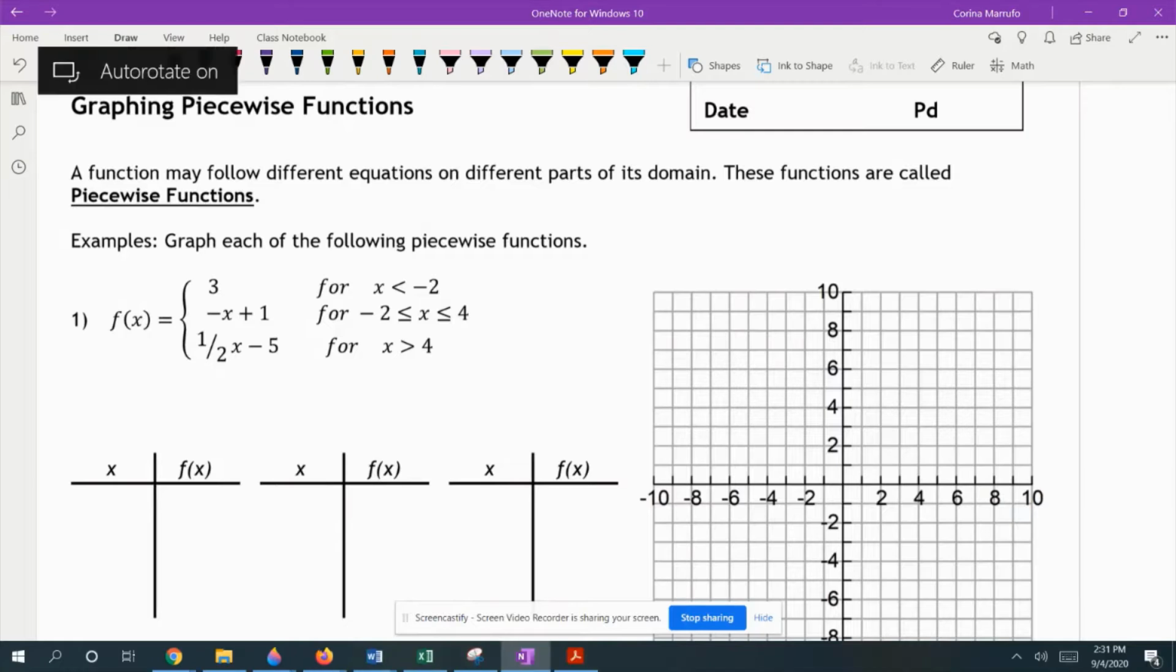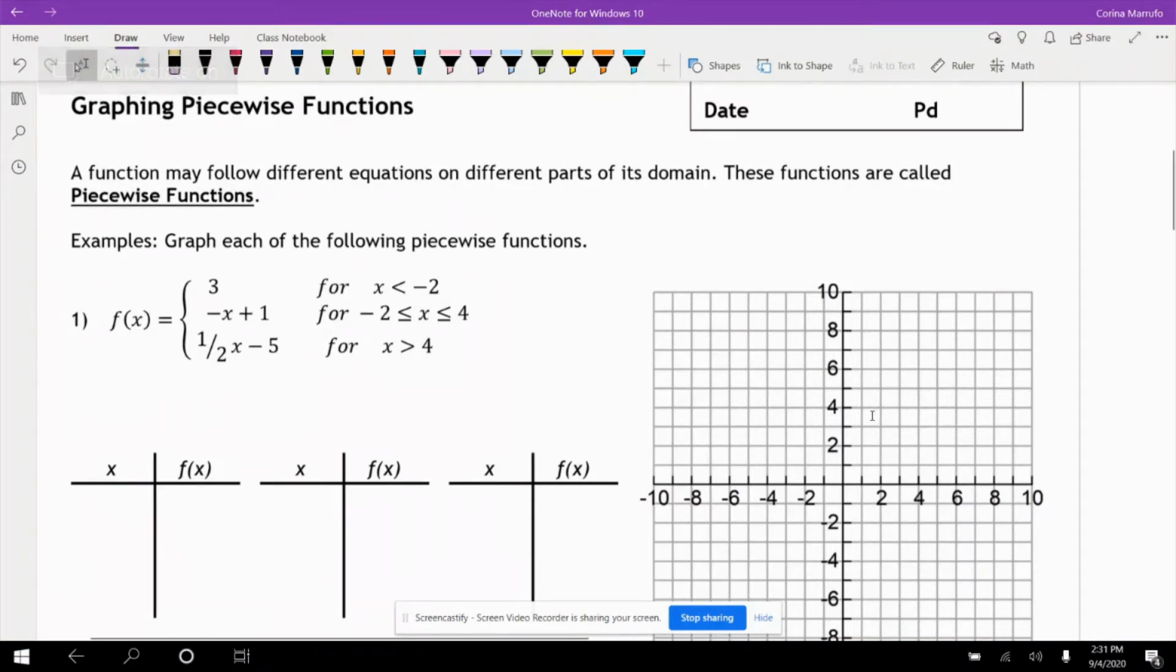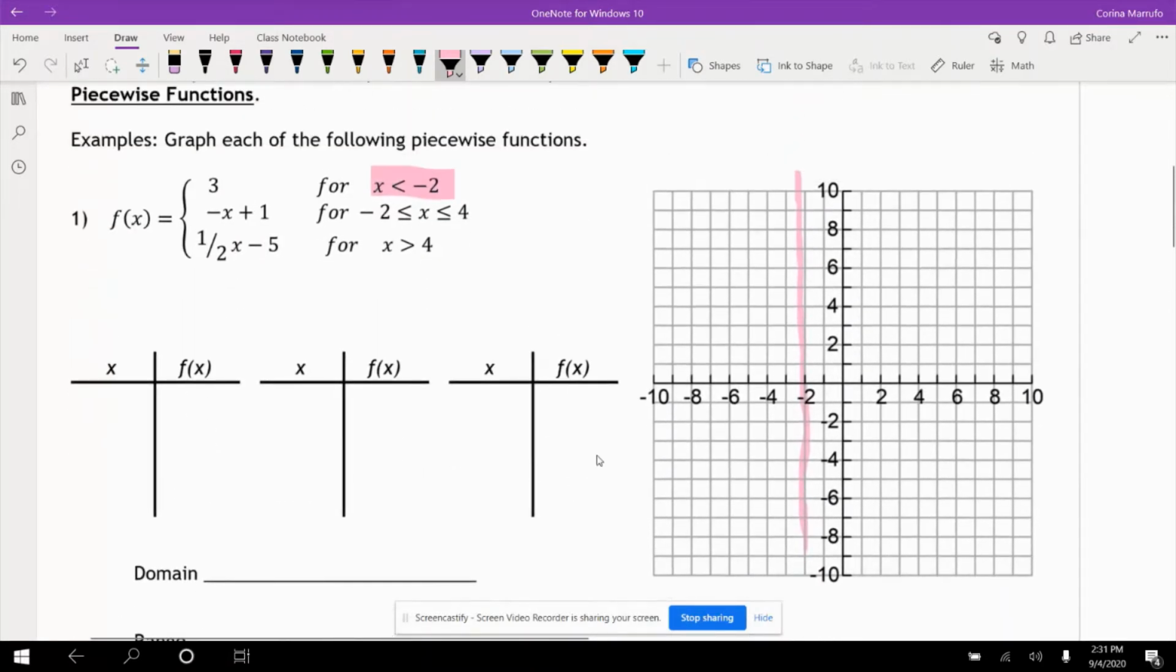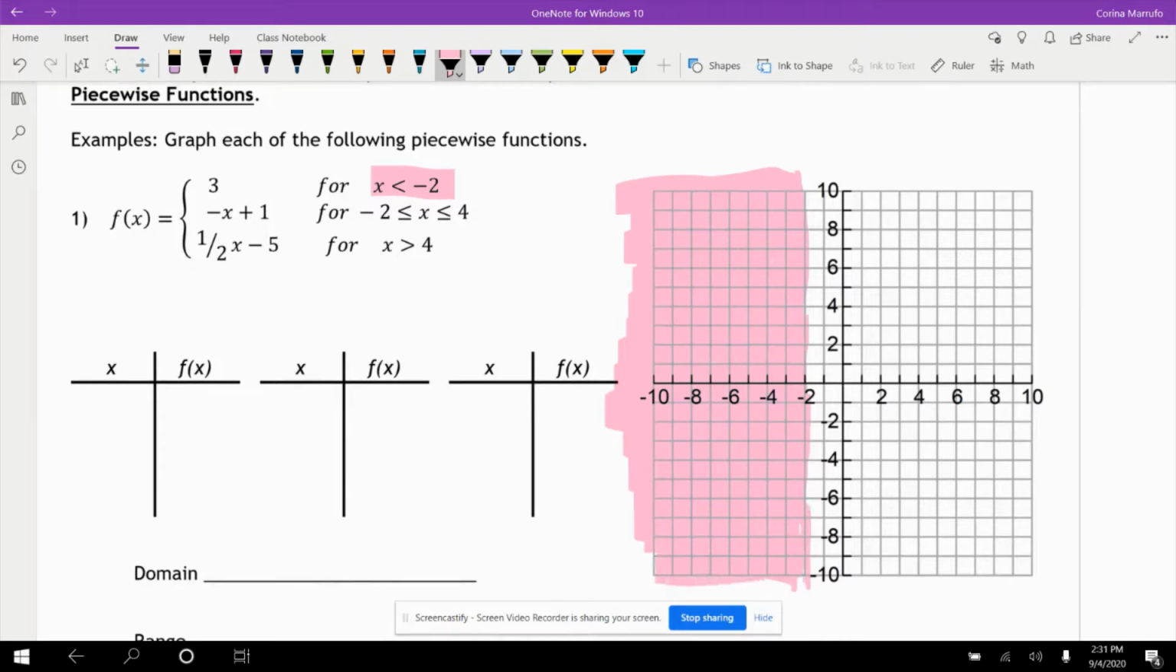The first one is f of x is equal to 3 for x is less than negative 2. So our domain is that x has to be less than negative 2 for this function. I'm going to go ahead and highlight that on my graph. If I look here, it's all this little section here. Let's pull it down a little bit. So it's all of this. So this graph is going to take up this space right here. I'm just sorting it all in, trying not to miss any spots.